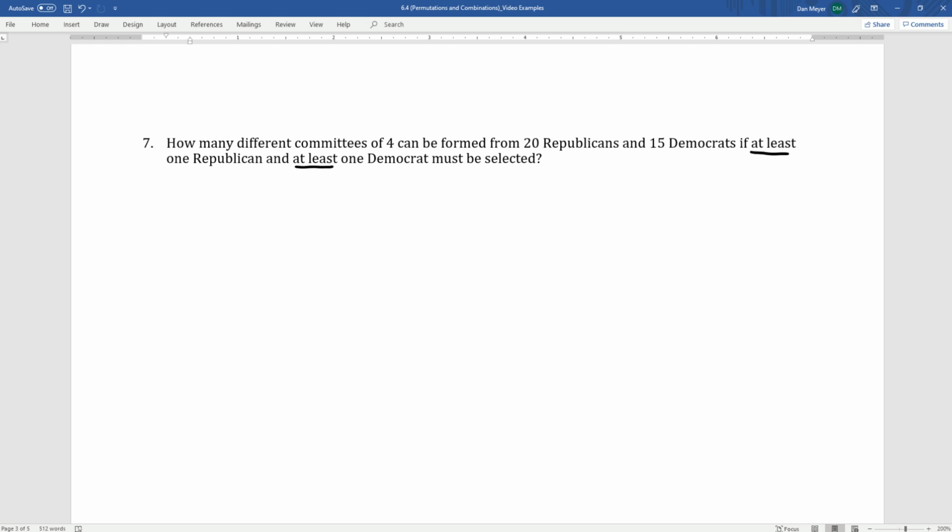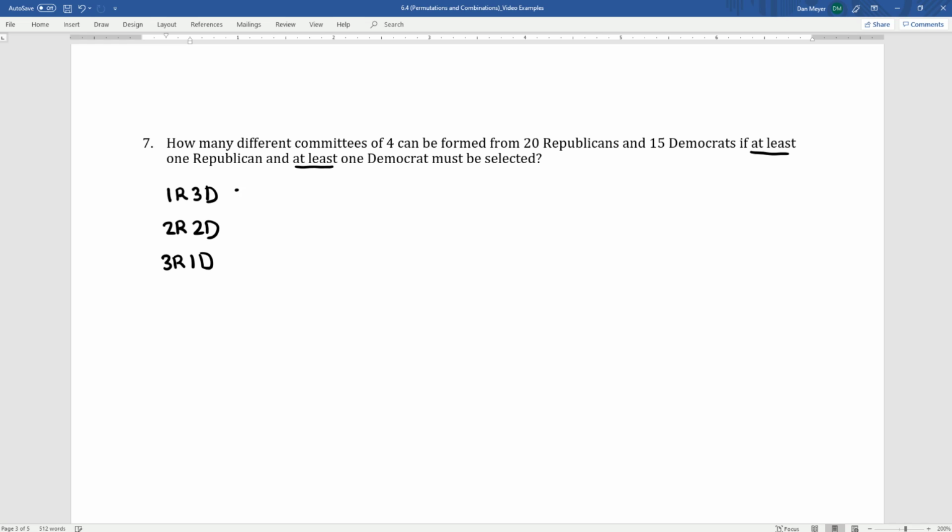So I have to have at least one Republican. So the fewest number of Republicans I can have is 1. If I have 1 Republican, then there must be 3 Democrats because there has to be 4 people on the committee. I could also have 2 Republicans and 2 Democrats. Or I could have 3 Republicans and 1 Democrat, but that's the fewest number of Democrats that I can have. All right, so those are the 3 cases.